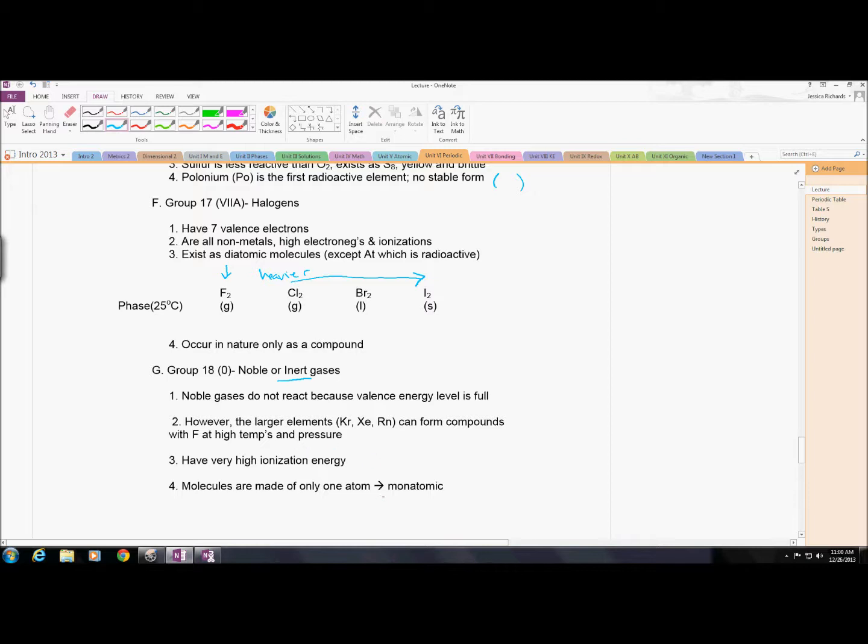They are considered molecules, only one atom, because they have those full valence energy levels and are stable. And so we call them monatomic molecules, mono meaning one. So only one piece. If I just have a helium, just one atom, he's considered a molecule.